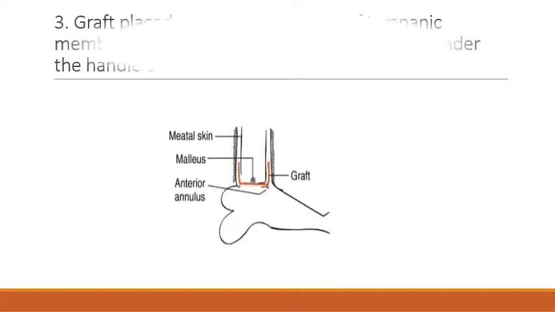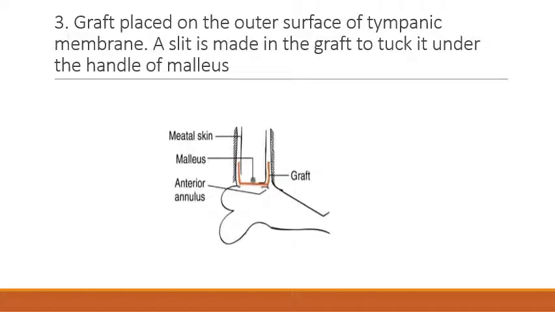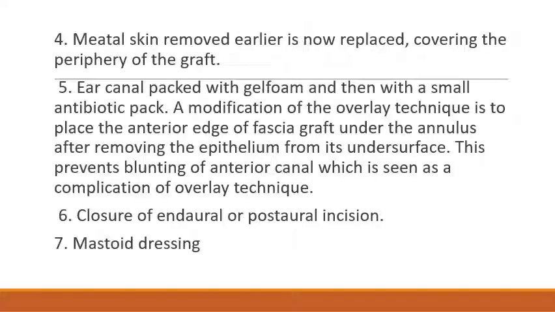A graft placed on the outer surface of the tympanic membrane. A slit is made in the graft to tuck it under the handle of malleus. Meatal skin removed earlier is now replaced, covering the periphery of the graft. The ear canal packed with gel foam and then with a small antibiotic pack.